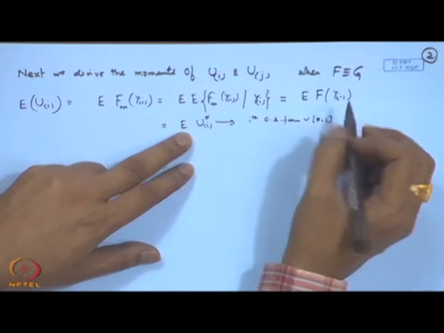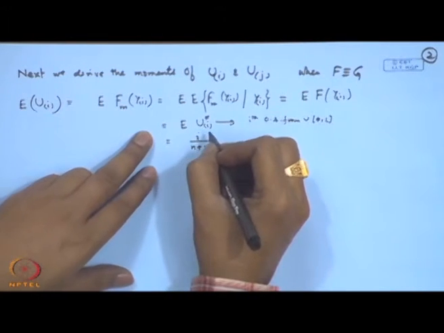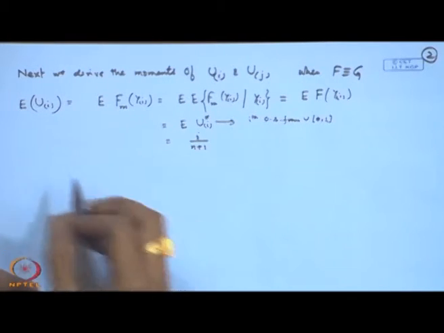This we have already seen, it is equal to i by n plus 1, because for the order statistics from the uniform distribution, we have seen that it is a beta distribution with parameters i and n minus i plus 1. So, the mean will become i divided by i plus n minus i plus 1, that is n plus 1. So, it is equal to i divided by n plus 1.